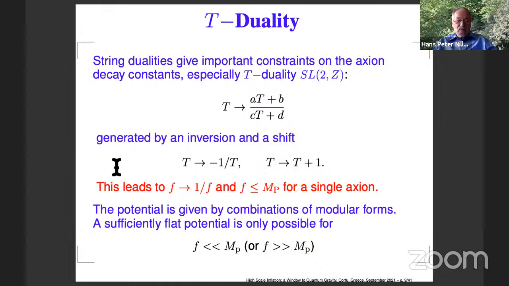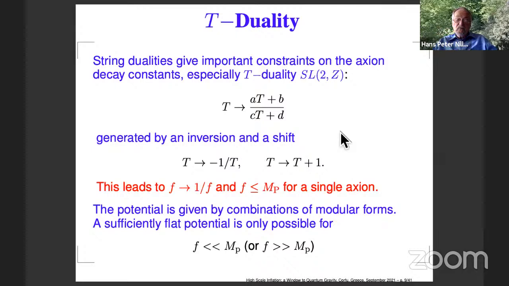You can map that to a transformation where F goes to 1 over F. So that means with this duality, if F becomes large, you should go from F to 1 over F. So for a single axion, where this is valid, you will have an upper limit on F, which is M Planck.